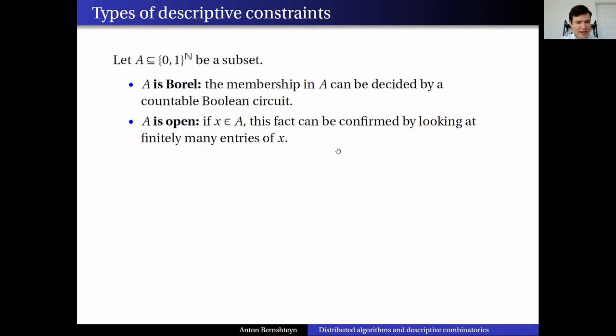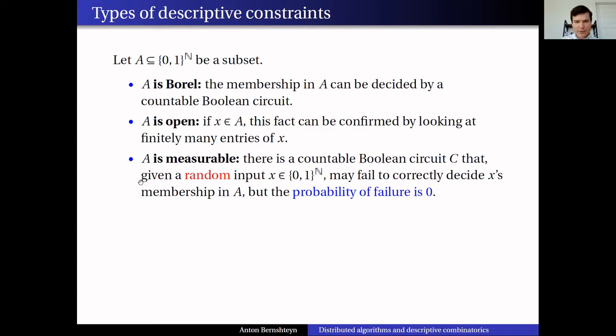On the other hand, a lot of the time what we really want to consider are notions that are weaker, some kind of relaxations of Borelness, because Borel maybe is too hard to achieve. For example, we can talk about sets that are measurable. One way to define a measurable set in this context is to say that there is a countable Boolean circuit, C, that maybe fails to correctly decide whether an input string X is in A. Sometimes. So in the Borel setting, you give it an input, it says either this is in A or this is not in A, and it's always correct. In the measurable setting, the circuit can sometimes be wrong about whether X is in A or not.